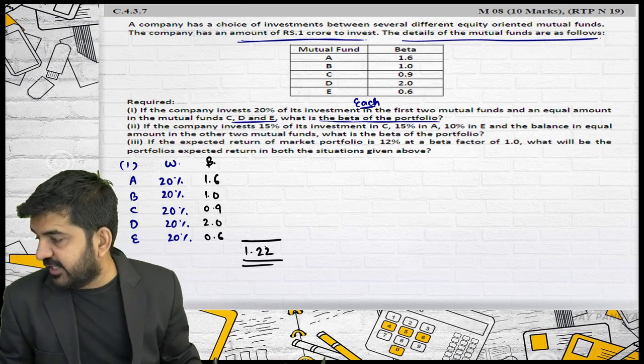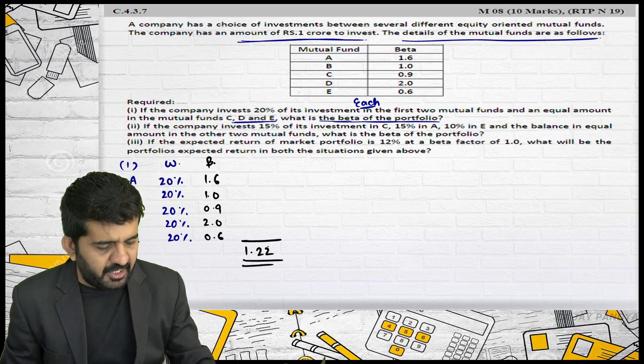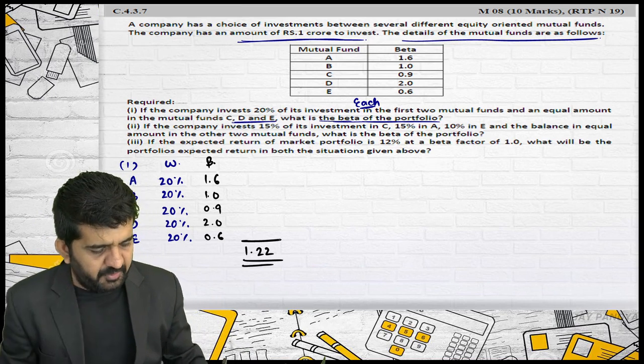Sir, can't we find the weighted average? You can find the weighted average. But the answer will be the same, which will be 1.22.